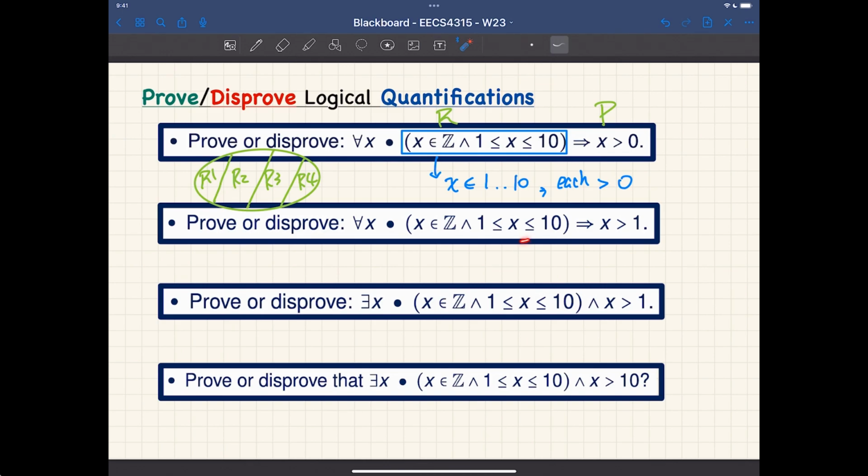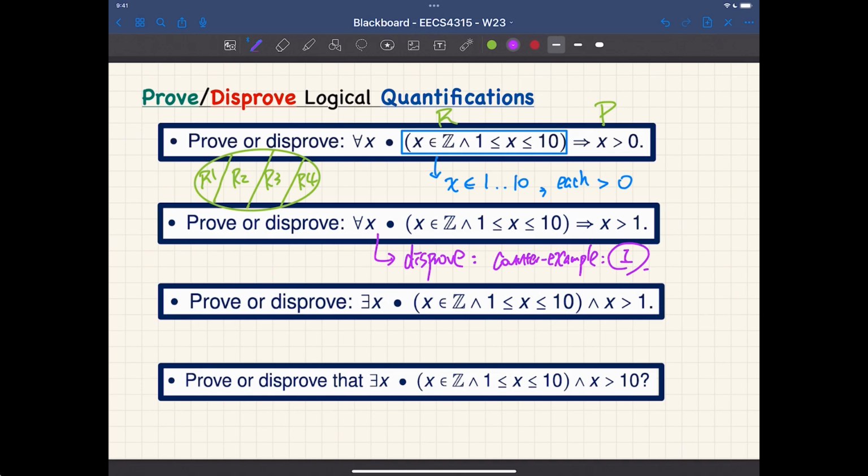How about the second one here? Prove or disprove? It is a valid statement? You want to disprove it? Yes, of course. Disprove, and the counterexample would just be 1. Absolutely. Because you can see 1 is in this range, but 1 larger than 1 is actually false. Right? Good.